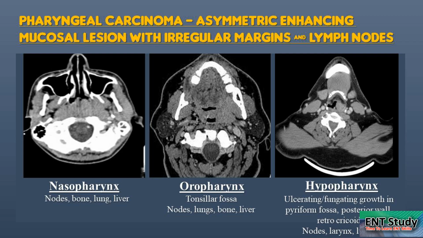What is the definition of nasopharynx? Where does nasopharynx end? Till the soft palate, yes. Below that, it becomes oropharynx. And after the oropharynx, at the level of the epiglottis, the hypopharynx starts. The thing is, these are arbitrary divisions we have made.